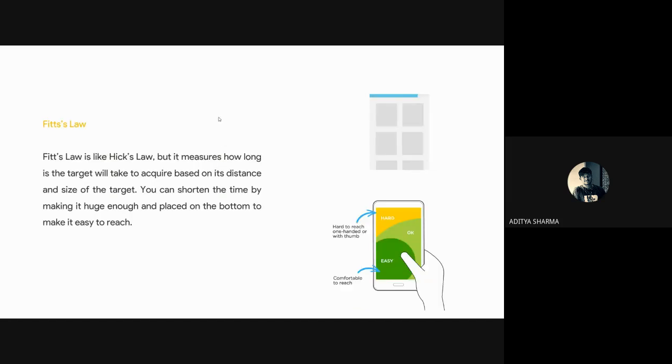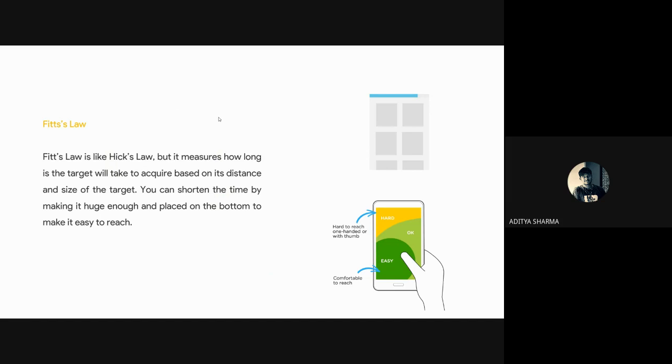Now coming on to Fitts's law. Fitts's law is based on the time of making selections, pressing any control or call to action buttons. The time it takes to make a selection is based on the size of the target. If things are bigger, then we can select them more easily than if they are smaller.